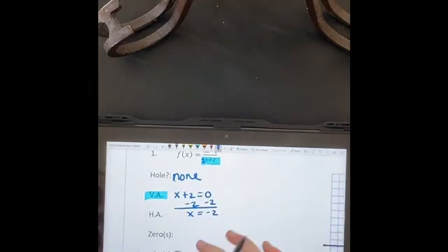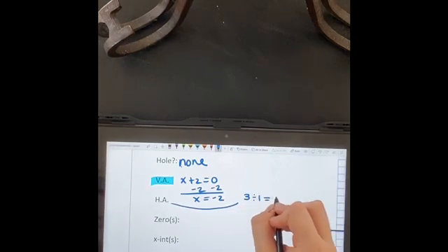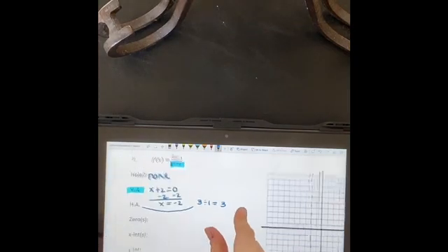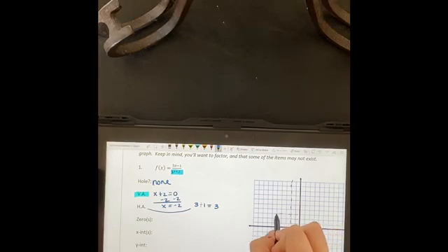So it's going to be 3 divided by 1. And 3 divided by 1 is 3. So that means your horizontal asymptote is 3. So you're going to go to positive 3, so 1, 2, 3. And you're just going to draw a dotted line like you did for the other one.